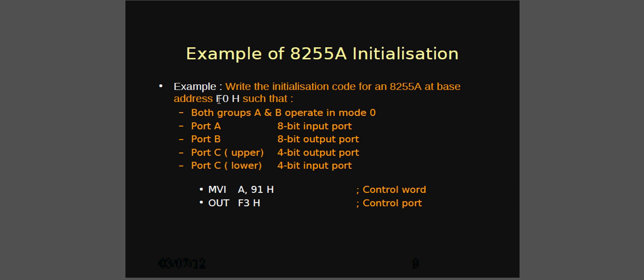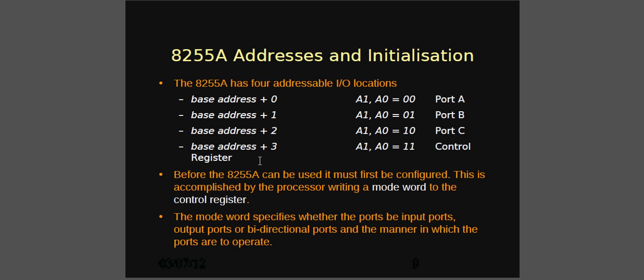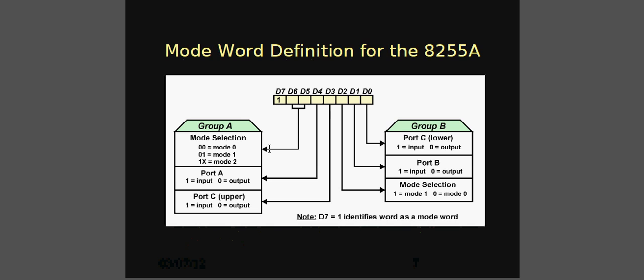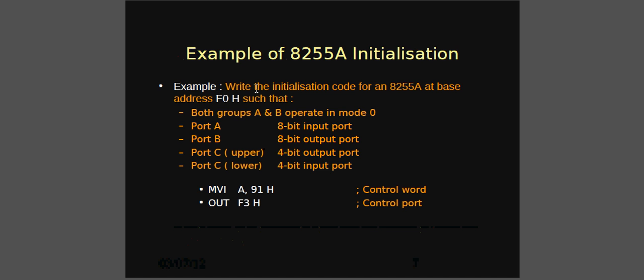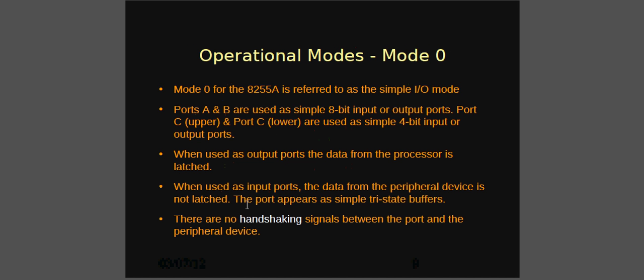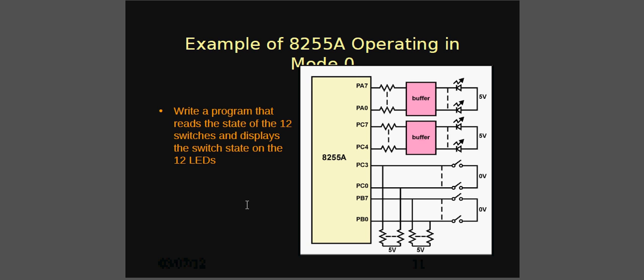So the base address is F0, and to change the setting, if you remember here, the control setting is at base address plus 3. That's why we send it to F3. This is F0, so we add another 3, so it becomes F3, which will be sent to the control port. All right.